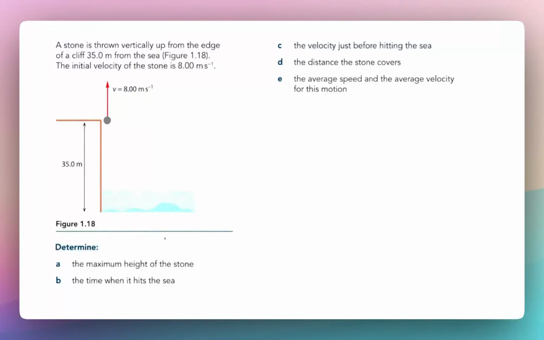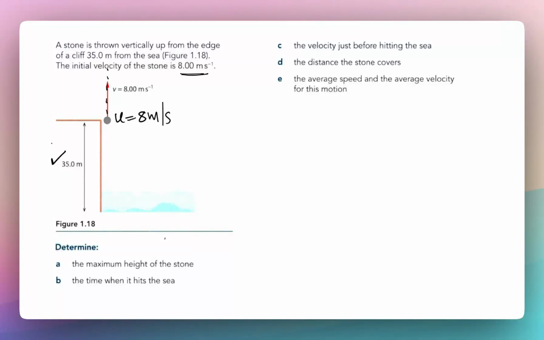So they've given a diagram to help us. This is a cliff 35 meters high from the sea, and the initial velocity of the stone is 8 meters per second. So my u is going to be 8 meters per second. We like to write initial velocity as u, right? We have to find the maximum height of the stone.